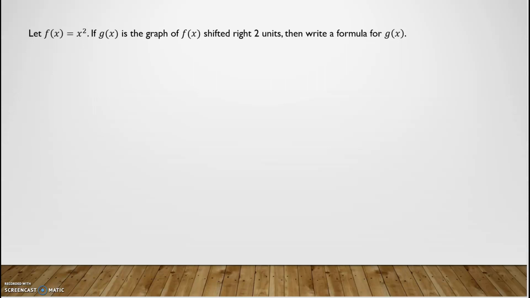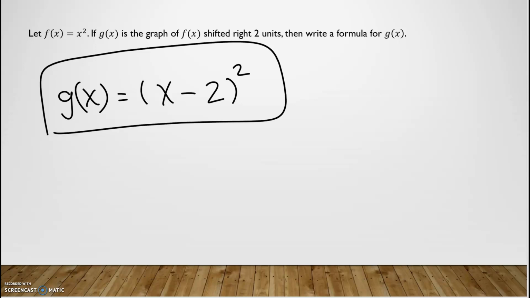Okay, let f of x be x squared. If g of x is the graph of f of x shifted right 2 units, then write a formula for g of x. Okay, so g of x. Now remember, since we're shifting right or left, that number is going to be within the function. This function is x squared, so this whole thing will be squared. Now I have x something and 2 because I'm going 2 units. Because I'm going to the right, this is going to be a negative. And that's your formula right there.